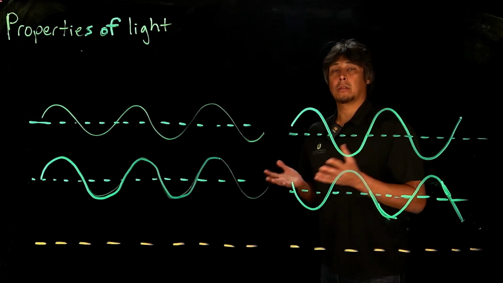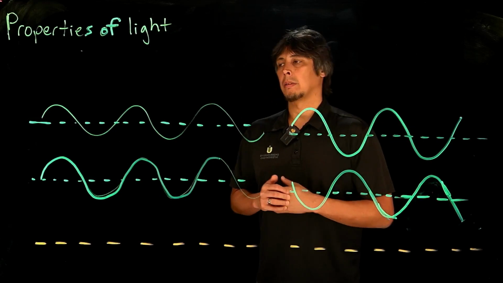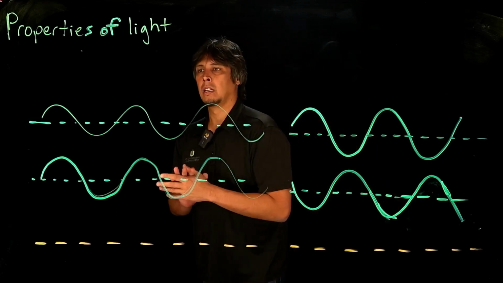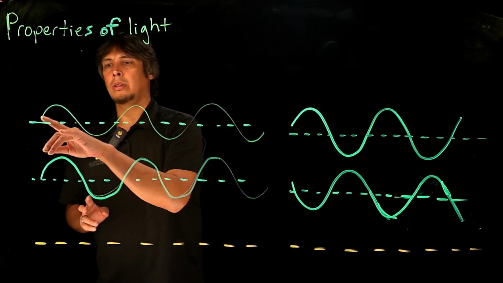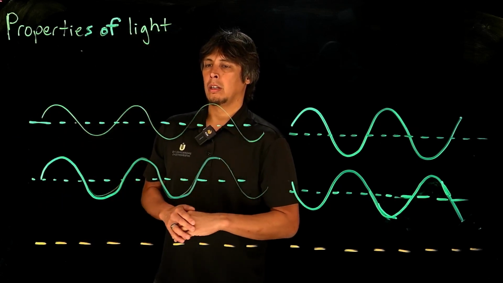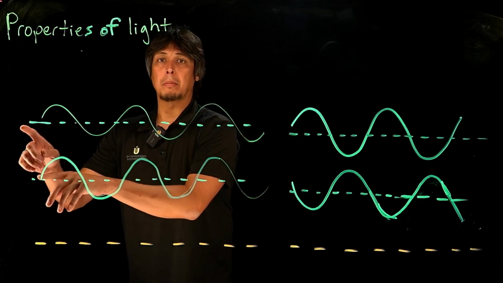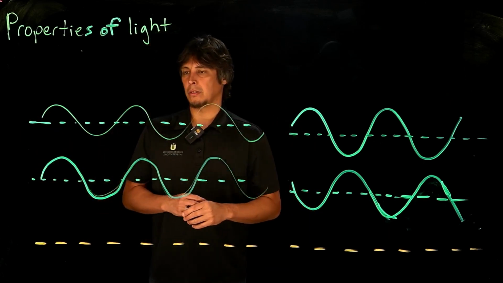So interference is what occurs when two waves of light interact. For the purpose of this, I've drawn two wavelengths of light, one on top of the other. They have the same wavelength. I've just offset them a bit, just for the demonstration.